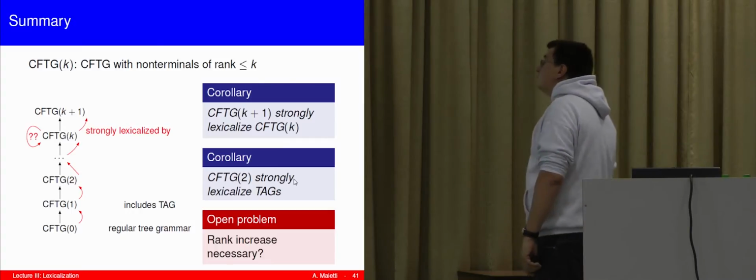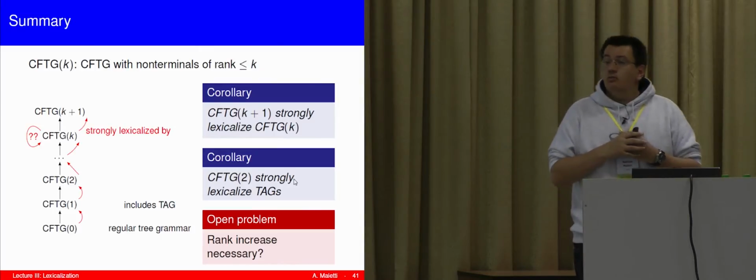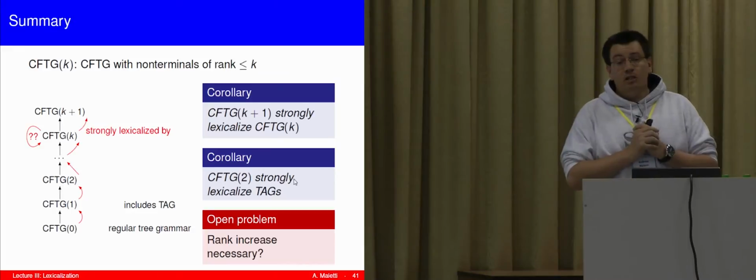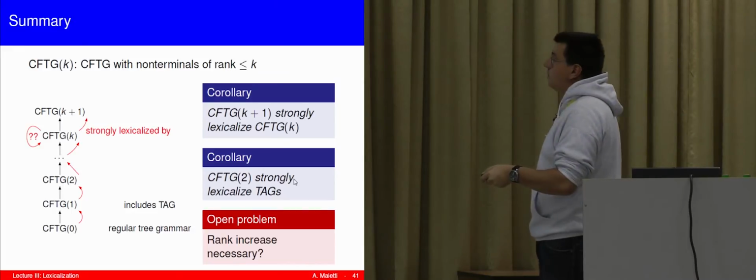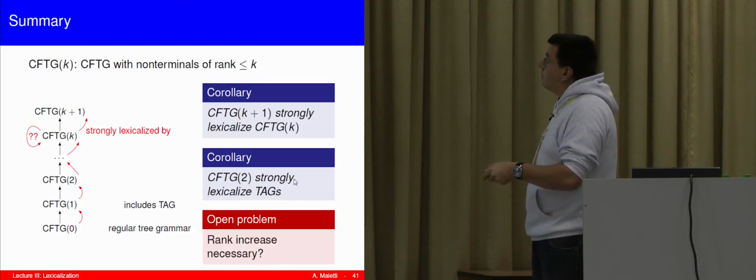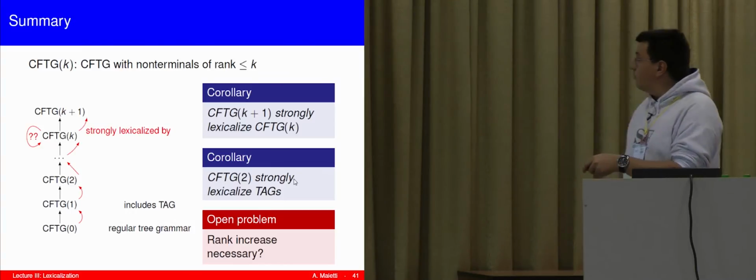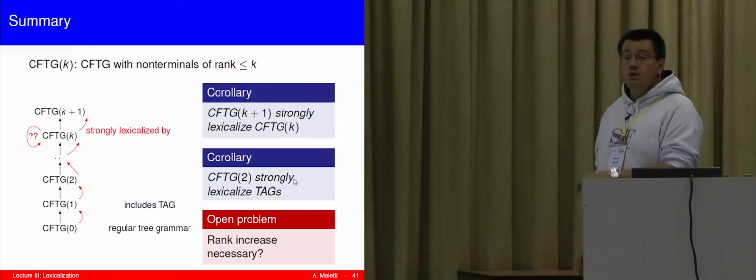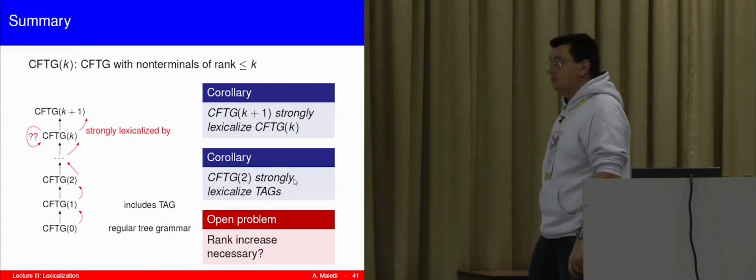But something we don't know is whether this rank increase is really necessary. We don't know. It could actually be. So we know that this is necessary here. You cannot lexicalize regular tree grammars by themselves. This simply doesn't work. But from here on out, we don't know whether it's necessary to go up one level. We simply don't know.